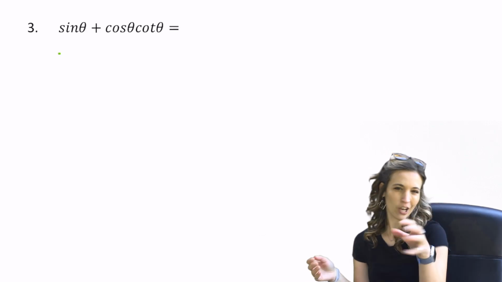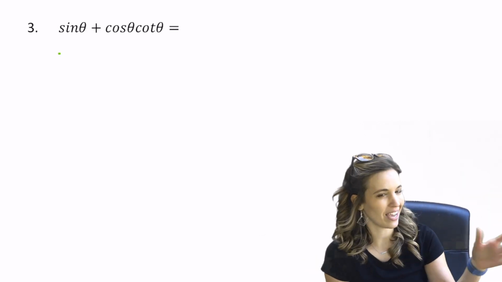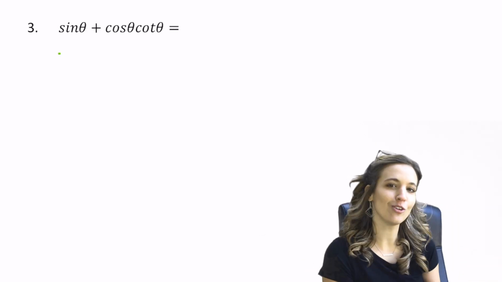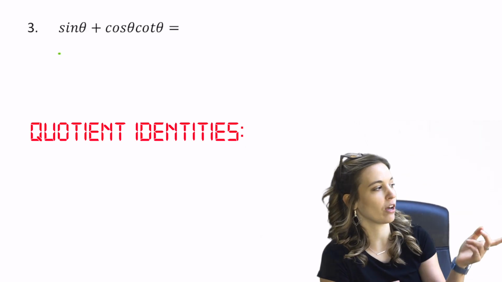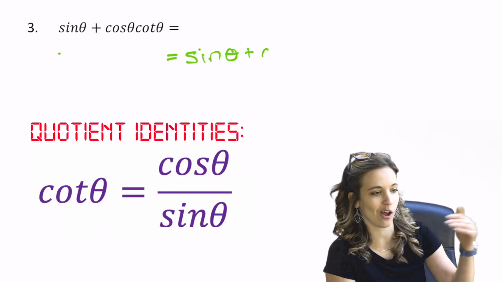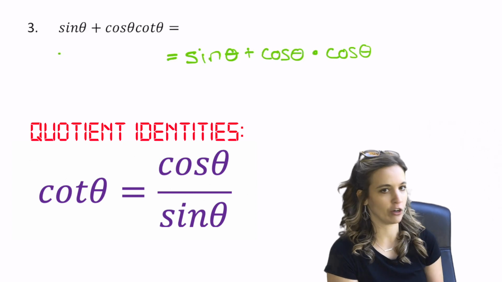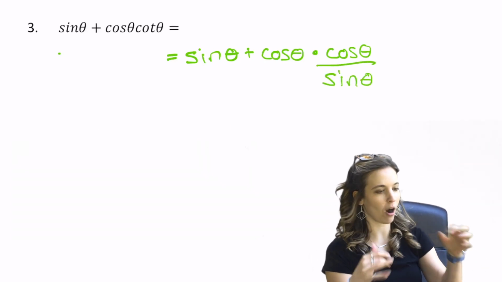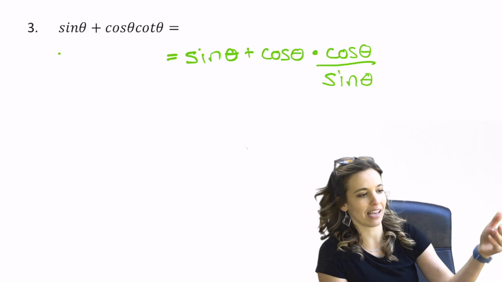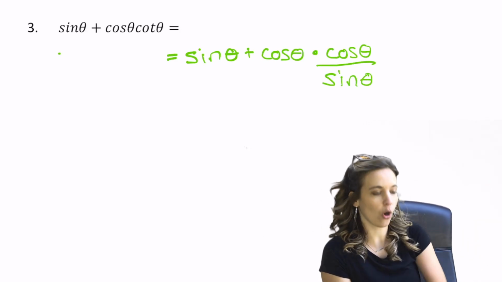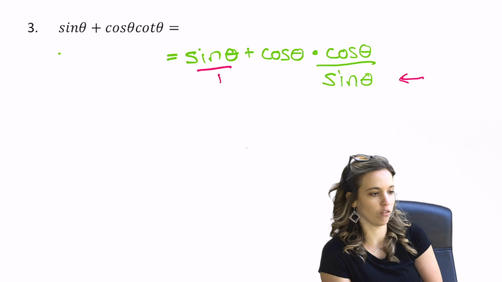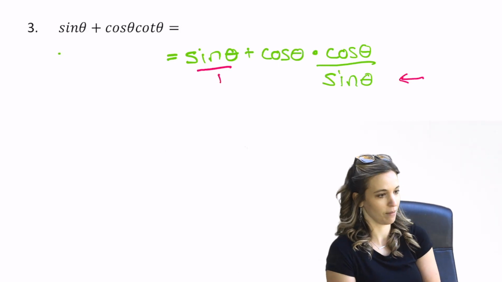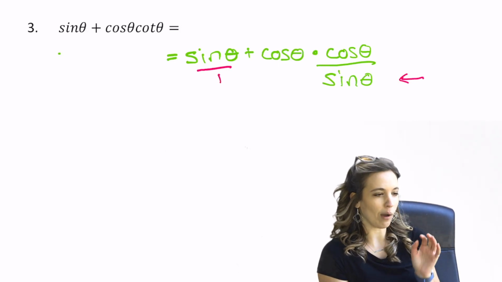First of all, I see a cotangent theta in there, and I see other sines and cosines. So it's going to be best for me to use a quotient identity to convert my cotangent theta into cosine theta over sine theta. So that's going to be my first step. Then I notice I have a fraction and I have a plus sign, so I'm already thinking common denominator. So let me write sine theta over 1 plus cosine theta times cosine theta over sine theta for my cotangent theta.